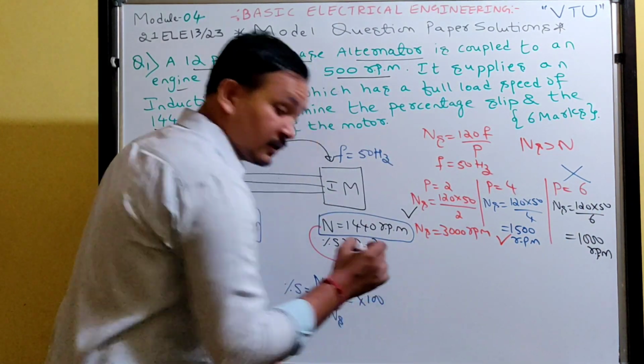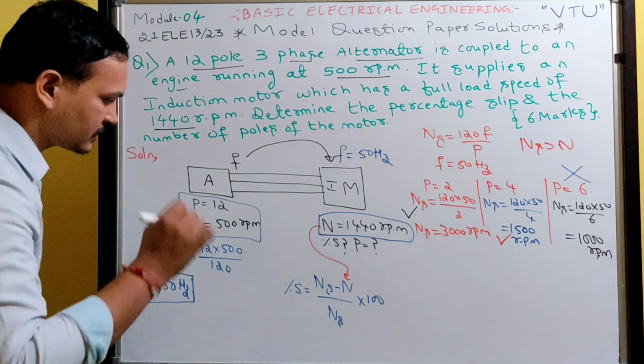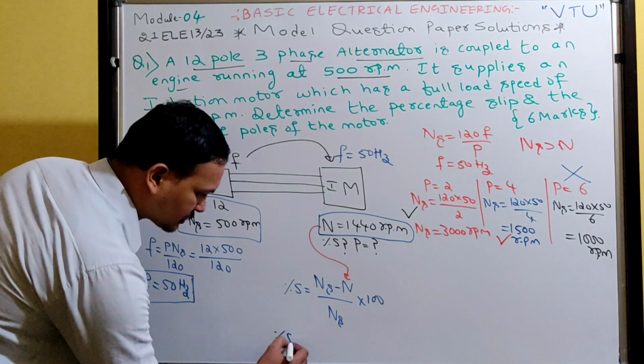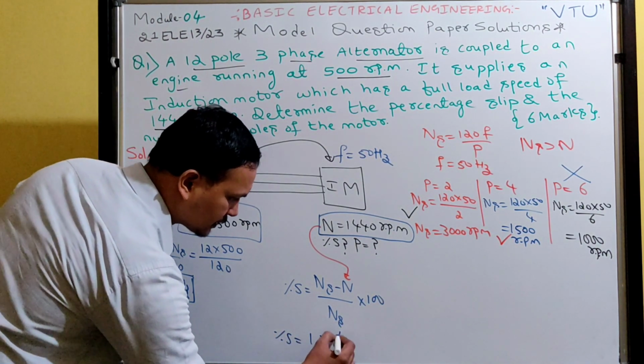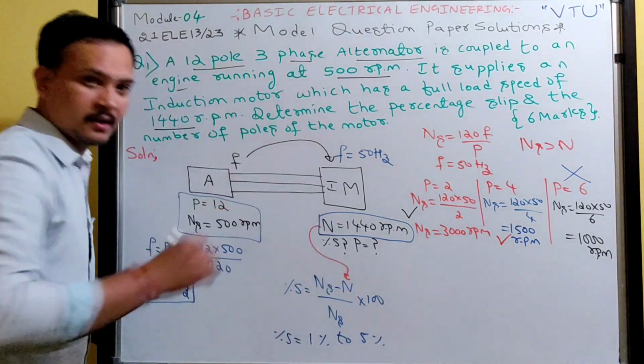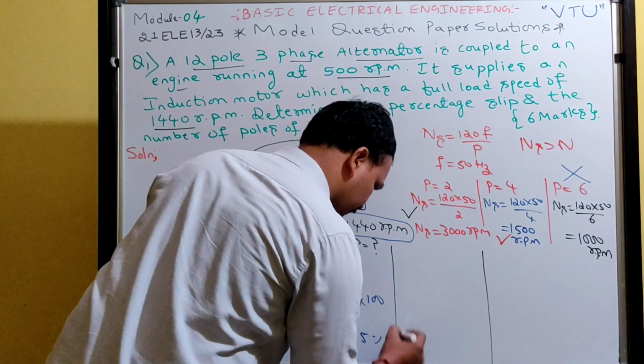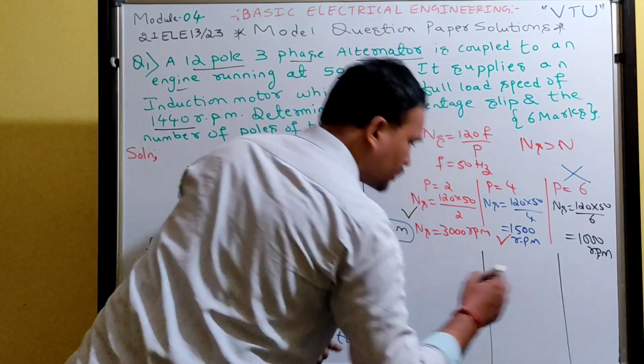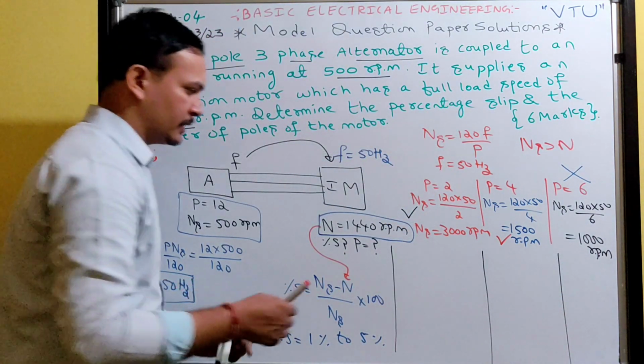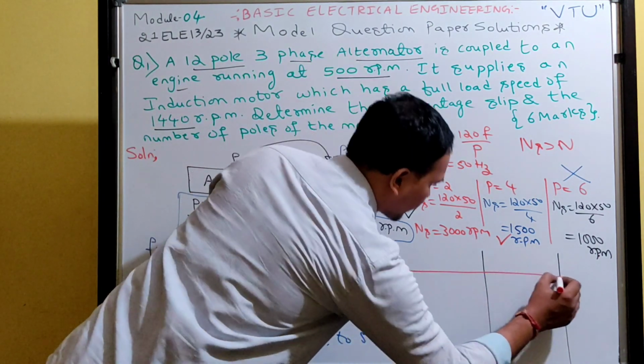Next, check the slip condition. What is the percentage slip you should get? From 1% to 5%. Okay, got it? So now I am checking the slip condition. Guys, you should watch the video with a lot of patience. Then only you will understand a lot of things.